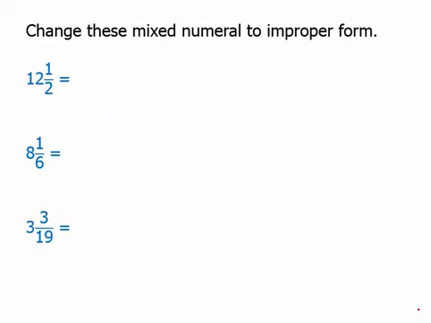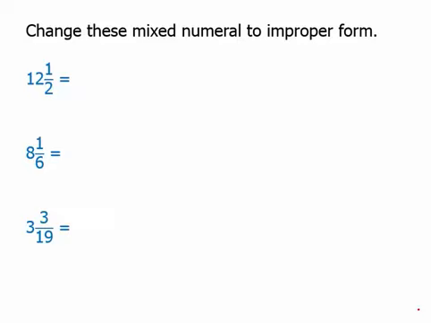Change these mixed numerals to improper fractions. Again, pause the video, work on these on your own, and then we'll talk about these. Okay, the way we do this is thinking about it in terms of fraction addition, because technically between that integer and that fraction in each mixed numeral is an implicit addition sign. And so we find a common denominator.